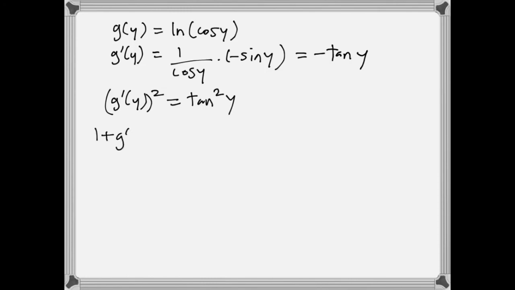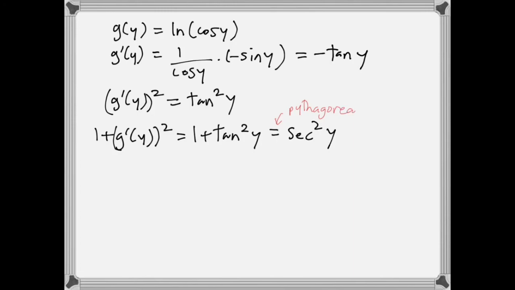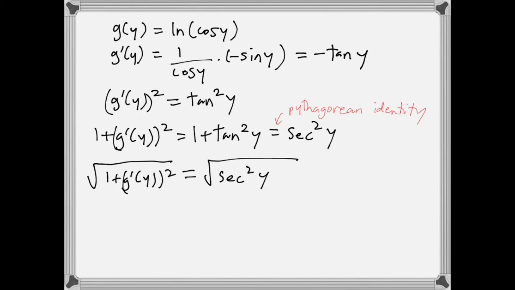And then if we add 1 to it, we actually get 1 plus tan squared y. But guess what? That simplifies. If you remember your Pythagorean identity, that is secant squared y, right? This is the Pythagorean identity. So now we can take the square root of 1 plus g prime of y squared. So that's going to be the square root of secant squared y.